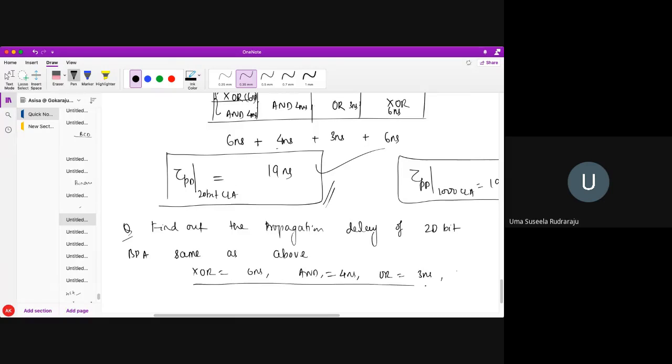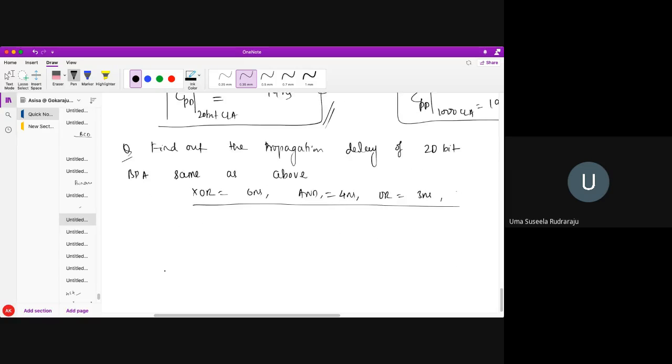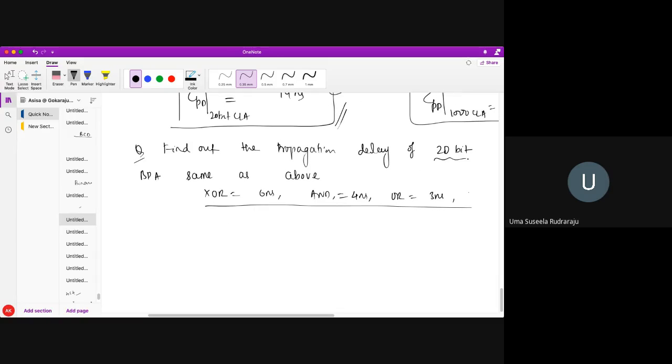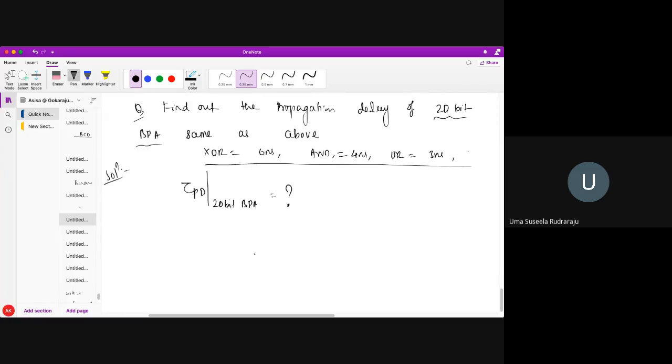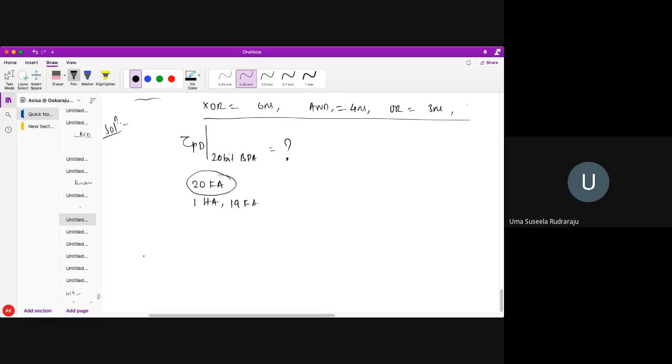With these particular gate propagation delays, you need to find the propagation delay of the 20-bit binary parallel adder. Here is one important concept: tau PD of the 20-bit binary parallel adder. Now tell me, for the 20-bit BPA, how many full adders are required? 20 full adders, or else one half adder and 19 full adders. Let's take these 20 full adders for this 20-bit BPA.